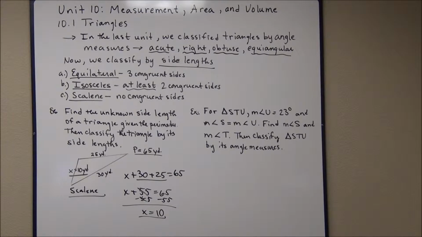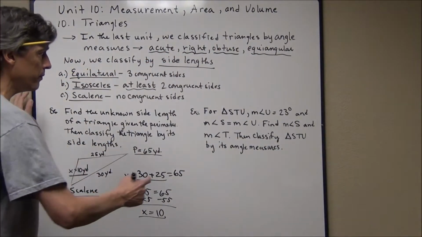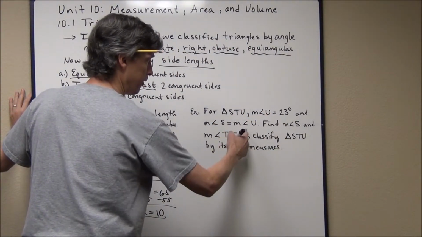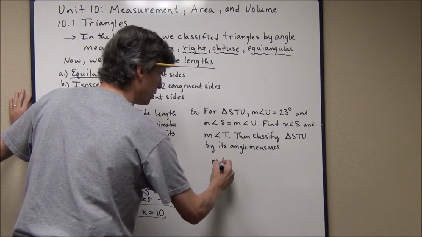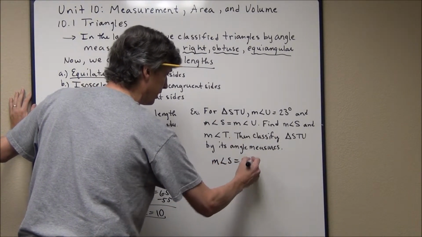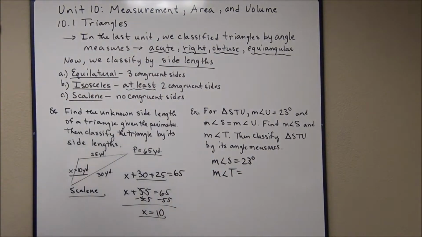Now I'm going to go back to the angles. It says for triangle STU, the measure of angle U is 23 degrees, and the measure of angle S is equal to the measure of angle U. Find the measure of angle S and find the measure of angle T and then classify it by its angle measurements. Well, that means we're going to use one of these names up here. Well, if the measure of angle U is 23 and the measure of angle S equals the measure of angle U, that means that the measure of angle S is also 23 degrees. We need to find the measure of angle T, and then we'll be able to classify.